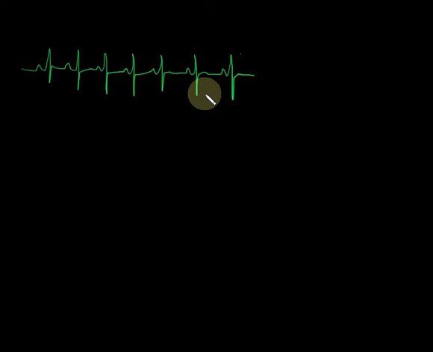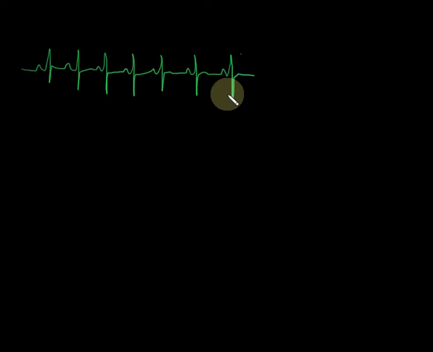So practicing, you're going to find what things look like a P wave versus what does not look like a P wave. And if you look, I've basically got a 1-to-1 PR ratio. Every time I have a P wave, I have a QRS. Every time I have a QRS, I have a P wave. So this is a 1-to-1 PR ratio.